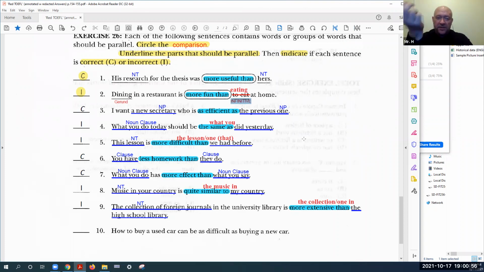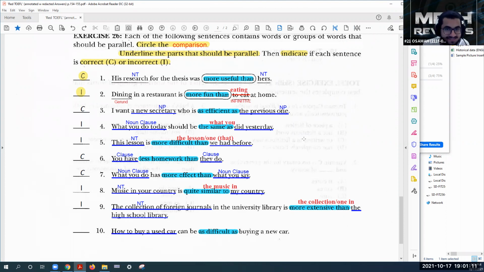Start with the comparison. As difficult as. All right, the verb can be. Yes, can be. And then what about the first structure? How to buy a used car. How to buy a car.